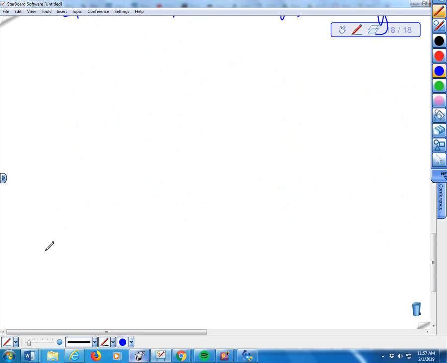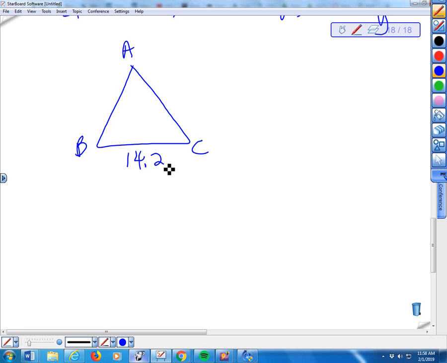In triangle ABC, given the following measures, A is 14.2, C is 13.9, and angle B is 27.7. Find the measure of the missing side. So this is what I'm looking for. I cannot use law of sines here. I have to use law of cosines. I don't have enough information to use law of sines.